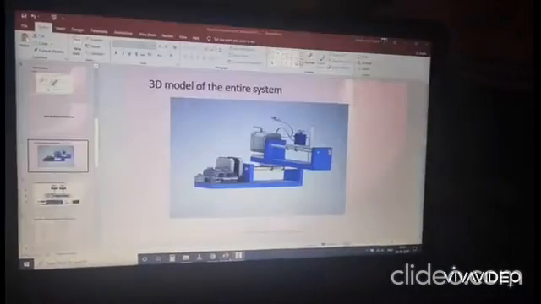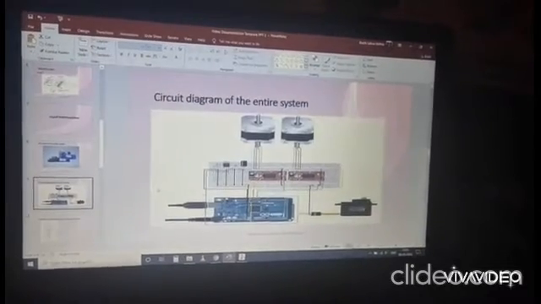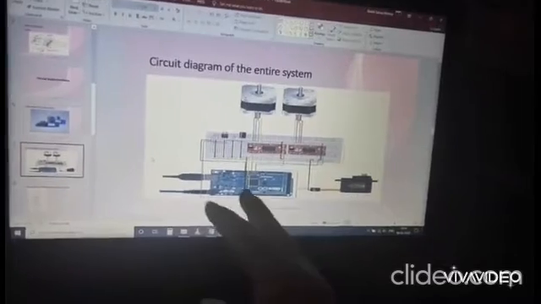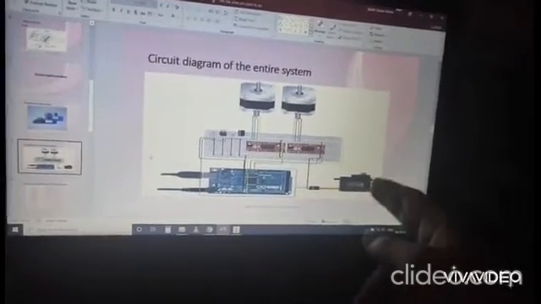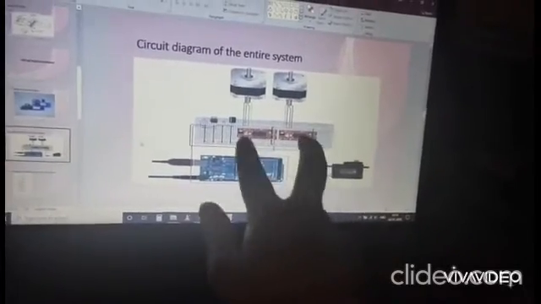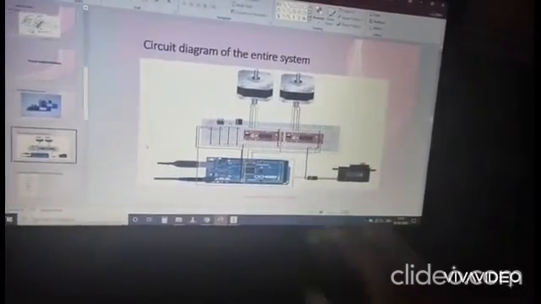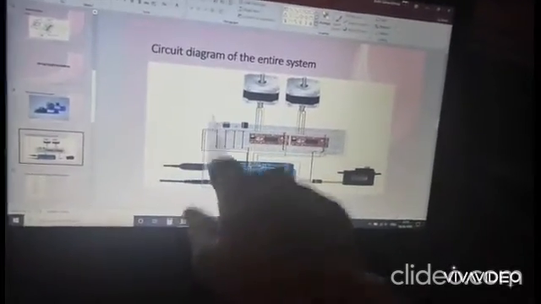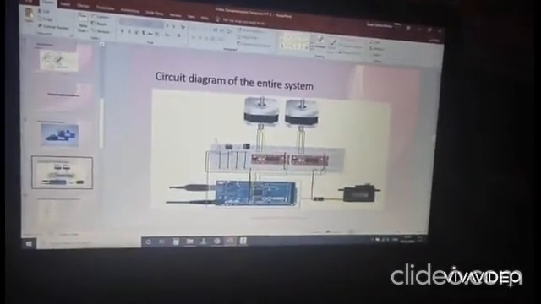Coming to the next segment, the circuit diagram of the entire system. This is the Arduino Mega. After that, this is the servo motor. These two are the stepper motors. These two are Easy Drivers, which help us run the stepper motors. And here is the LED that is used for notification.